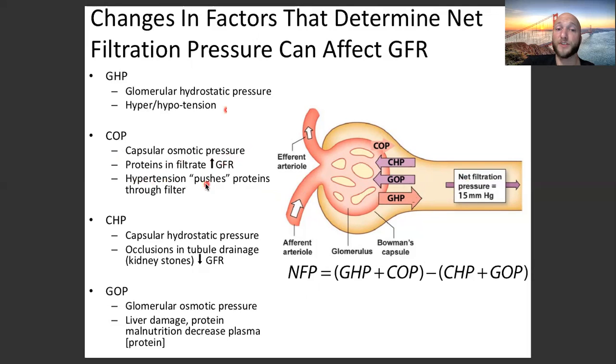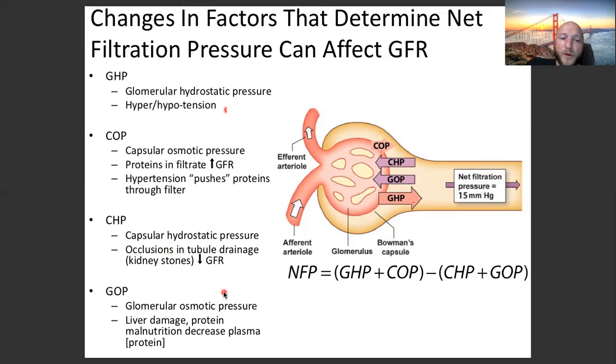Hypertension, extreme hypertension, can also push proteins through the filter. Now that's really, really high hypertension. That can happen. CHP, capsular hydrostatic pressure. So this is the hydrostatic pressure of the tubule system. Let's say you get a kidney stone and it blocks the tubule system. Fluid keeps flowing in, but it's coming into this rock, this thing that's blocking it. That can increase CHP, capsular hydrostatic pressure, which will decrease GFR.